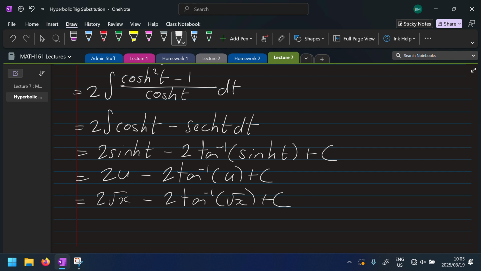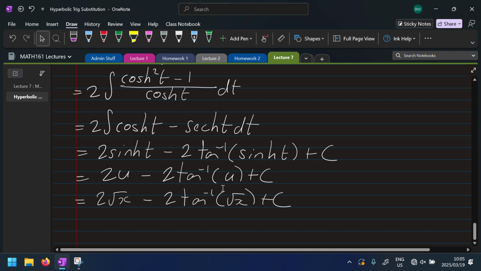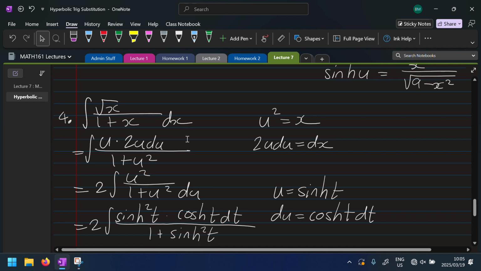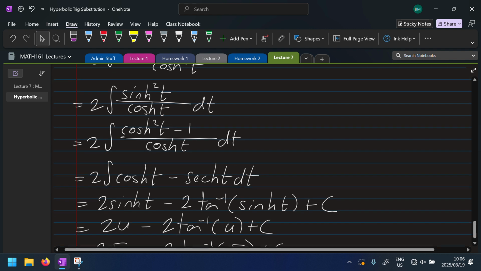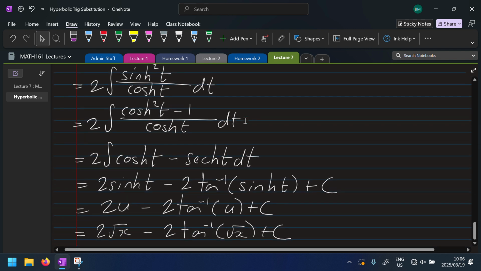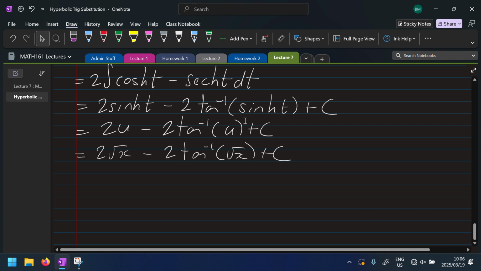Okay, so that was very long amounts of working, but if we go back to here, what I told you to do, this bit there, the u squared plus 1 minus 1 over u squared plus 1, this will be the integral of 1 minus 1 over u squared plus 1. This will be u minus tan inverse of u. So I did that in 3 lines. And if we go down to here, we've got that there. Okay. So it's a long way around, but we end up with the same thing.